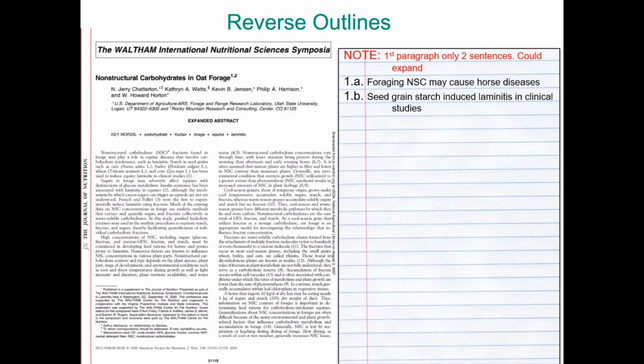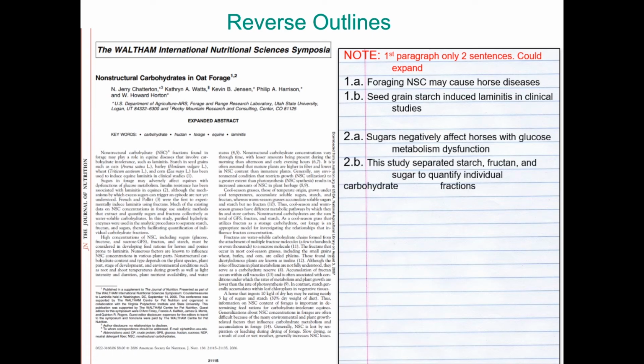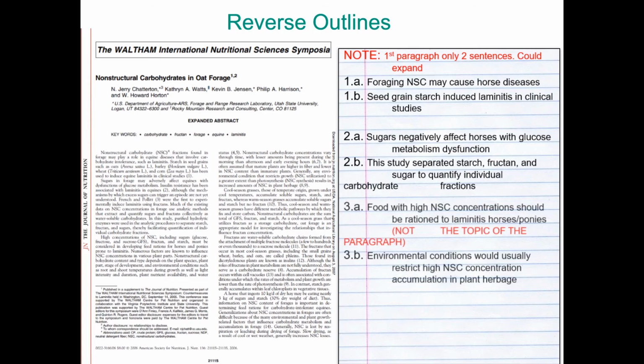Then we can read the second paragraph, and the first and last sentences provide us something like this. The third paragraph provides us with something like this. Remember, we're just reading the first and last paragraphs here to create our reverse outline. But if you read through all of the third paragraph, we'd actually notice that the topic sentence, food with these high NSC concentrations should be rationed to laminitis horses or ponies, this isn't really the topic of what the rest of the paragraph is about.